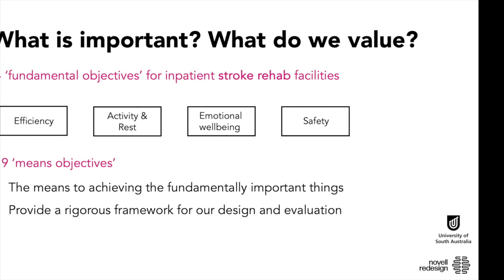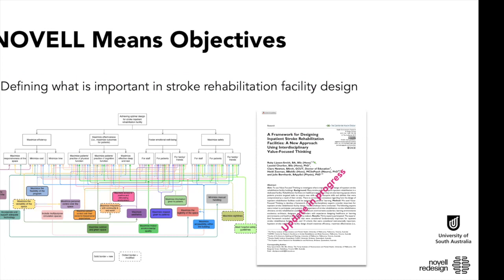So the theory is if we do all of the things in our means objectives, we will achieve efficiency, emotional well-being, safety, and a balance of activity and rest for our patients. I'll give you some examples of those means objectives very shortly. But these are all interconnected things. And this diagram just shows how these means objectives, which are things like maximizing sight lines, minimizing manual handling, maximizing access to positive and stimulating environments, then map onto our fundamental objectives of what we're trying to achieve through our design.